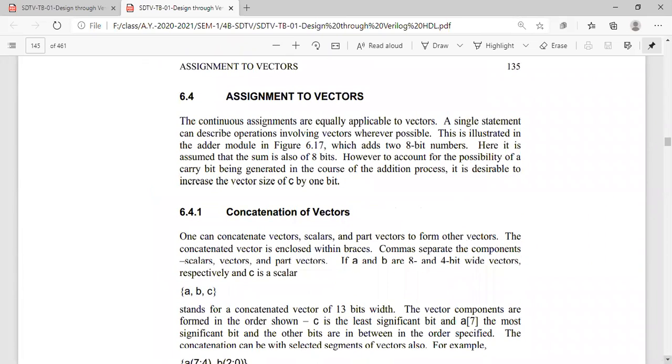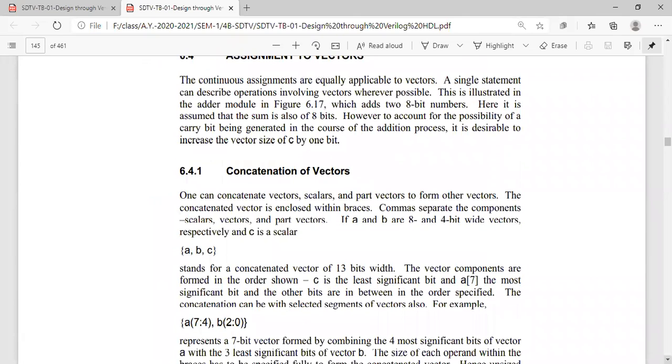So this is the assignment to vectors, the concatenation of vectors. Concatenation means if A is of 8 bits, B is of 4 bits and C is a scalar, we can combine them by using this type of bracket, separating with commas, right? Instead of a total vector, we can also take some part of the vector and concatenate it. That is the thing here.